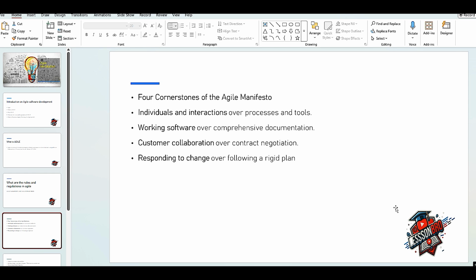Working software over comprehensive documentation. There was a time when until the requirement gathering was done, you should never move to the next phase. First the initiation, then requirement gathering, then requirement approval, then design, then development. So this was the process.